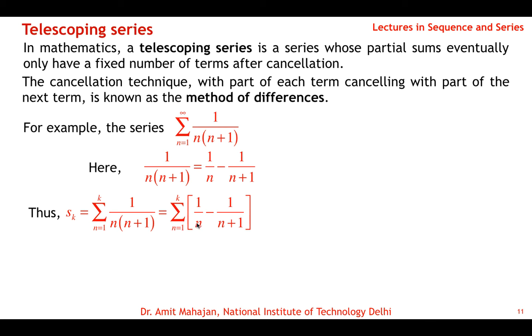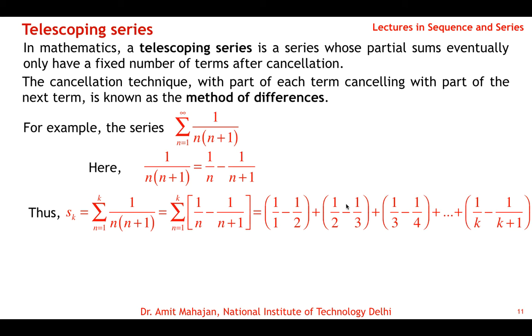If I just plug in n as 1, 2, 3, and so on up to k, I can write this as this sum. And you see what it says, that the partial sum eventually only has a fixed number of terms after cancellation. What happens here is that the second term in the first bracket cancels out with the first term of the second bracket, the second term of the second bracket cancels out with the first term of the third bracket, and this 1 by 4 will cancel out with the 1 by 4 in the next bracket. And this 1 by k will be cancelled out with the 1 by k in the previous, and so we eventually end up with only two terms, this 1 over 1 from here and minus 1 over k plus 1.